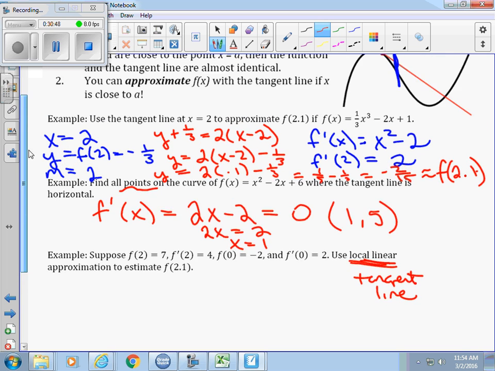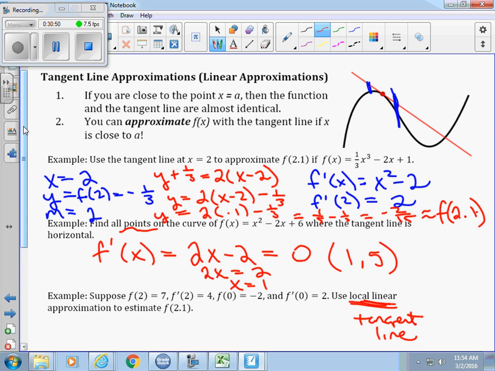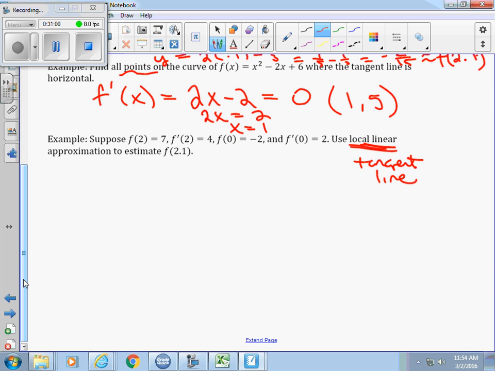Why do you think it's called a local linear approximation? Where it is not a straight line, right around it locally, a line approximation, which is a tangent line. If I want to estimate f of 2.1, where should I do the tangent line at? 2. Notice they threw in some distractors. They put f prime of 0 and f of 0. I don't want the tangent line at 0. That's too far away from 2.1. So I do want to do the tangent line at 2, which means my x is 2.